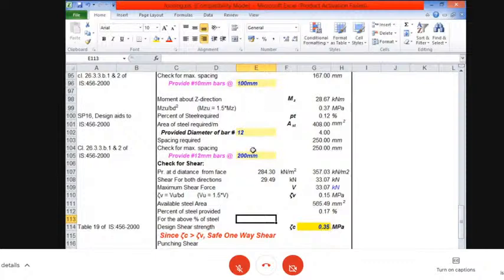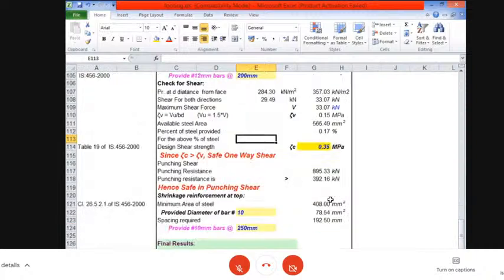Instead of increasing the thickness of the footing, if there is a marginal difference, you can adjust it with the rebar itself. No need to increase your footing thickness. That is also one trick. You can increase it, so that one-way shear will also be safe.